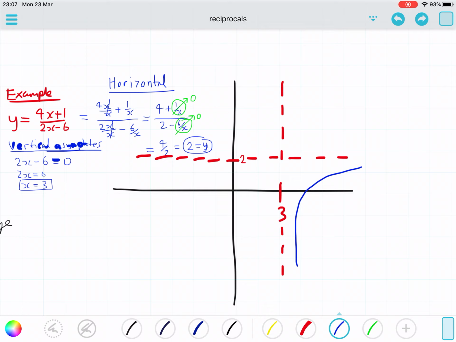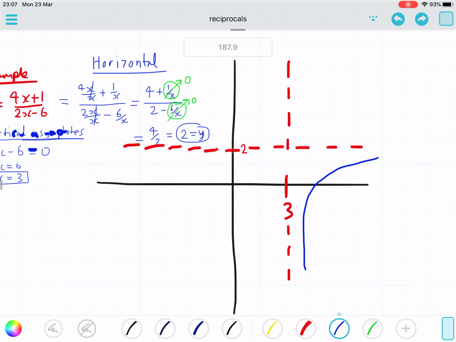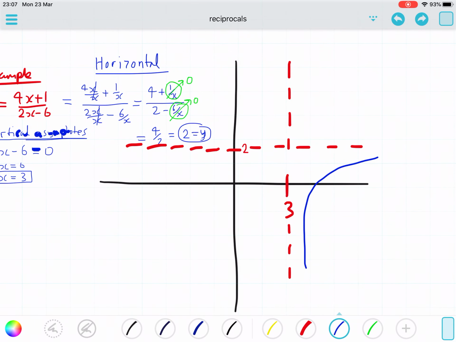Oh, is that not going to disappear? Oh, weird. Okay, let me see if I can sort this out. Yeah, okay.